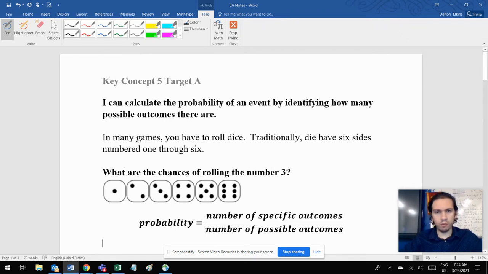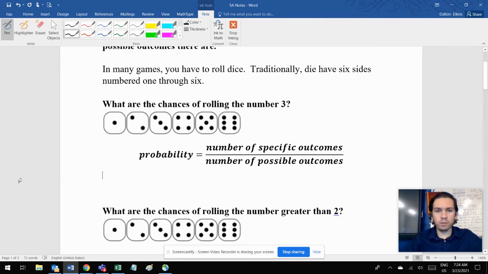In many games, you have to roll dice, Monopoly or Yahtzee, various traditional games. You roll dice either to move around the board or to get a specific number. And traditionally, die have 6 sides, numbered 1 through 6. So it's very easy for us to think of the probabilities here and to construct those because we're only dealing with 6 possibilities. So what are the chances of rolling the number 3?